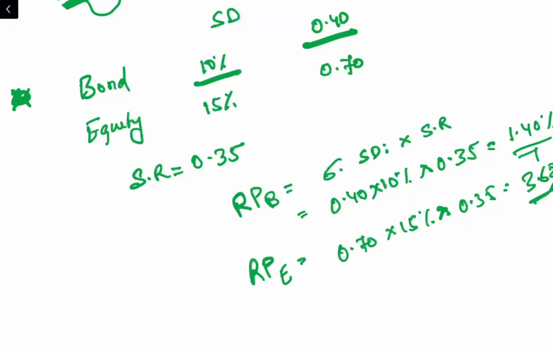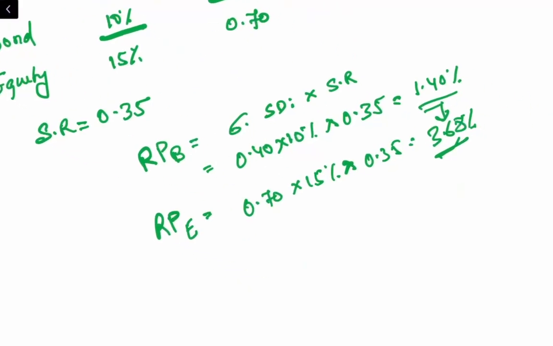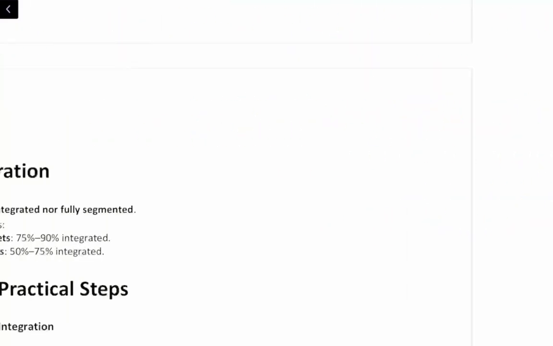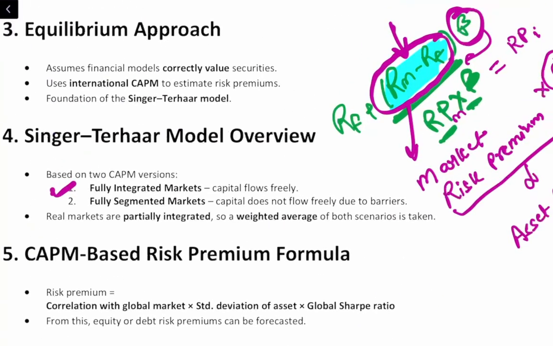3.68%. You see, the risk premium is higher for equity. Why? Because of these two factors. One is higher correlation, another one is the higher standard deviation. Volatility is high, means risk premium is also high. Clear? So this was the first segment which we have discussed.